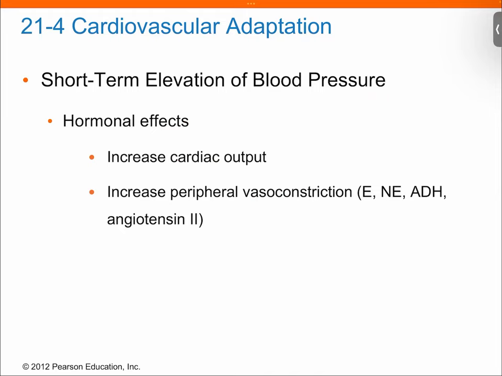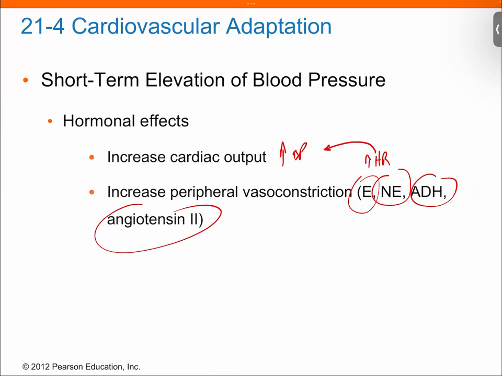Now, hormonal effects, those are just kind of like the neural effects. So the hormonal effects that we have here, obviously you want to increase your cardiac output, so you're increasing your blood pressure, but obviously the main culprits that we know about, so obviously the adrenalines, those will increase your heart rate, and that'll increase your cardiac output, right? Of course, ADH and angiotensin II, right, because these are retaining water, that'll increase your blood pressure as well, right?